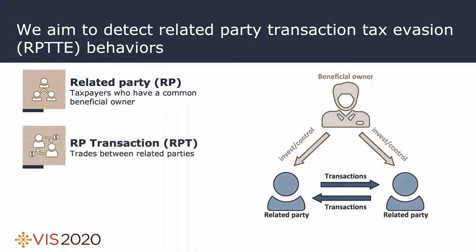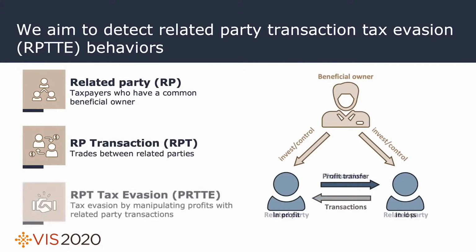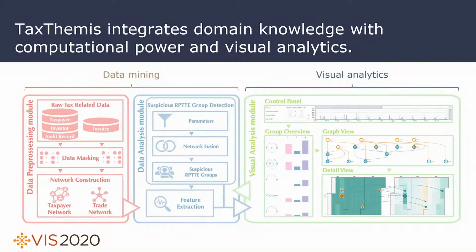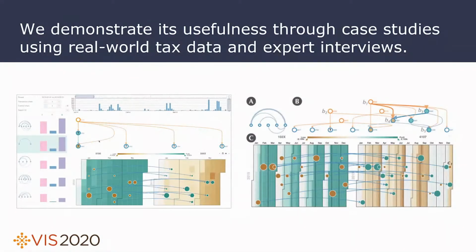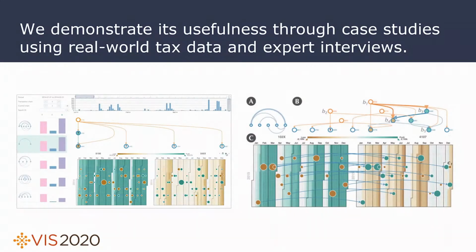TaxIMIS is an interactive visual analytics system to help tax officers identify suspicious tax evasion groups. The system integrates the traditional data mining algorithm and visual analytics techniques. 4 coordinate views are provided to support interactive exploration of tax evasion evidence. We demonstrate its usefulness through case studies using real-world test data and expert interviews.